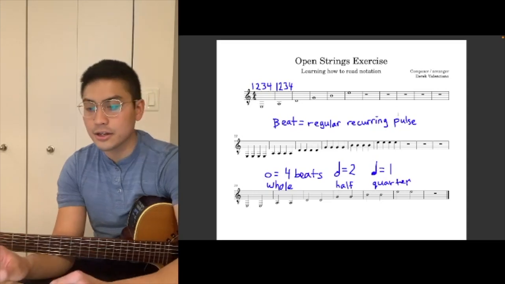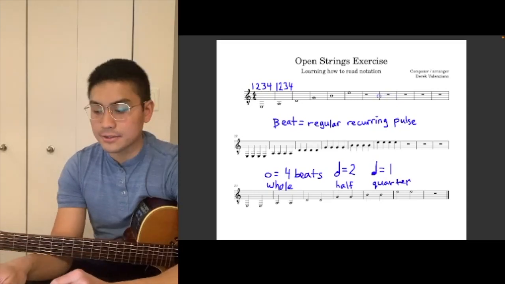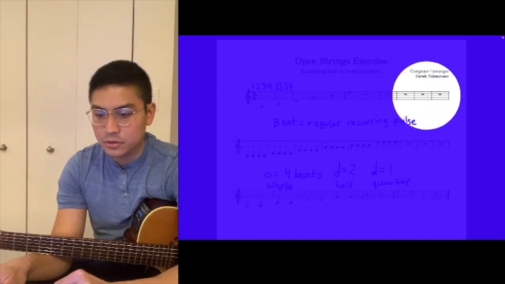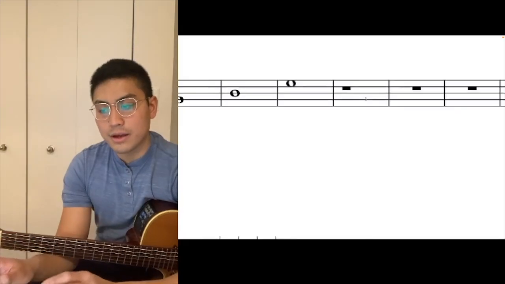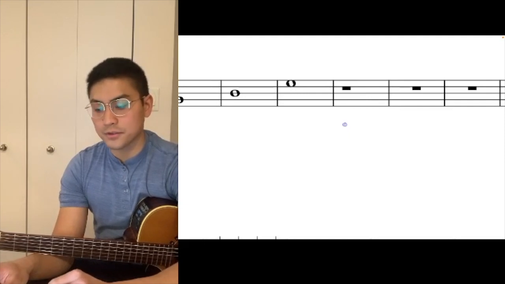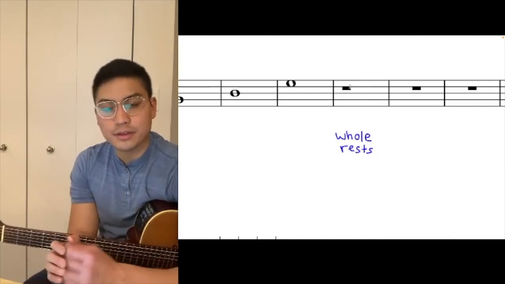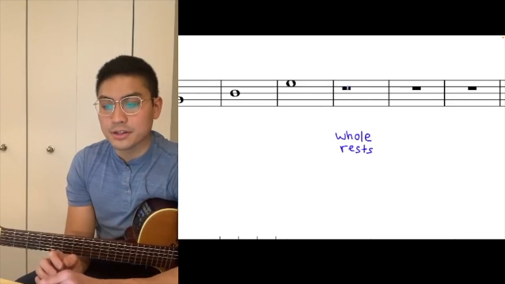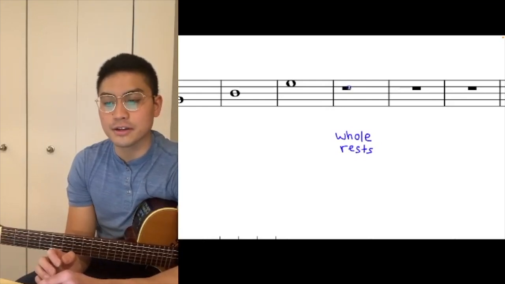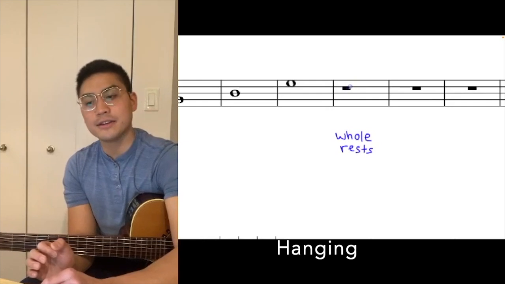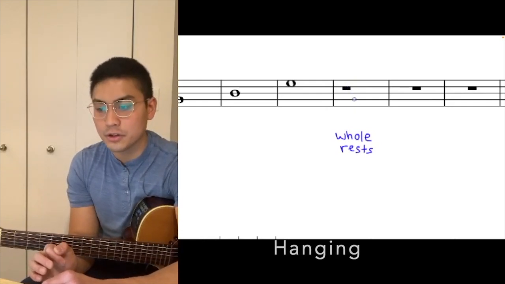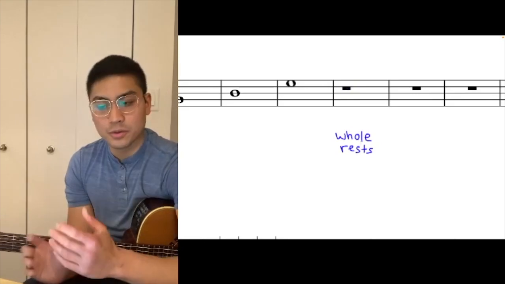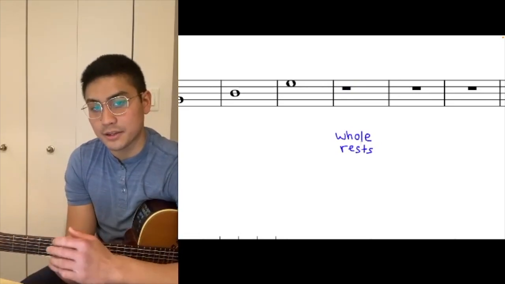So one thing I didn't touch on yet is these black rectangles over here. So these black rectangles are whole rests. I know that these are whole rests because they're black rectangles and that they're attached to the 4th line of the staff. They're kind of hanging down from that 4th line, 1, 2, 3, 4th line of the staff. With a whole rest, you simply don't play anything in that bar.